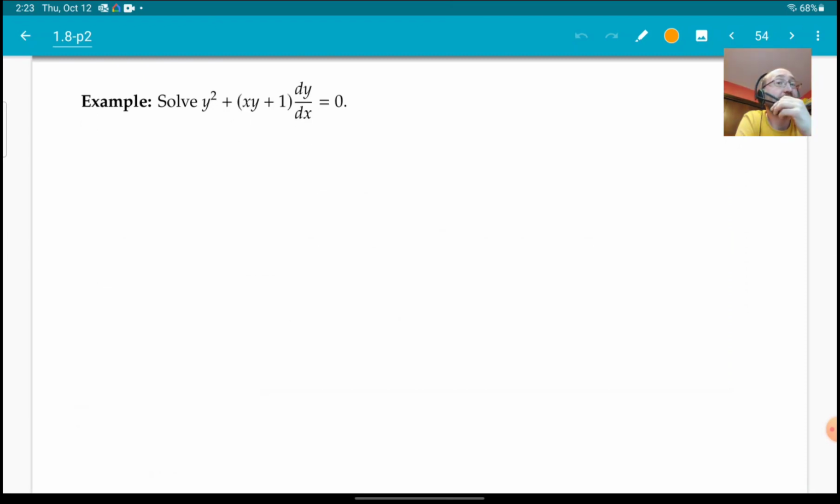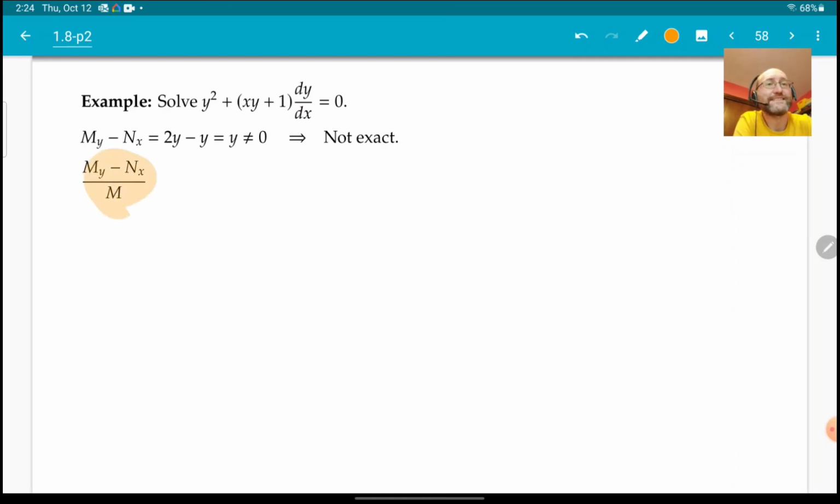All right, let's do another example. Let's suppose that we have this. So let's compute. This is the m. This is the n. Right? So I'm going to have 2y when I differentiate this in y. When I differentiate this in x, I just get y. So 2y minus y is y. It's not 0. It's not exact.